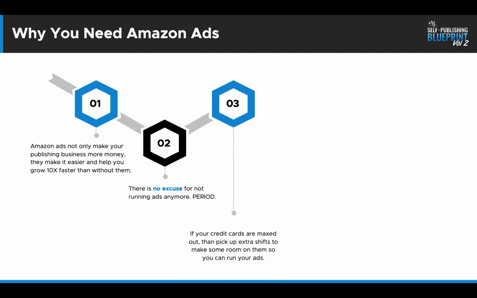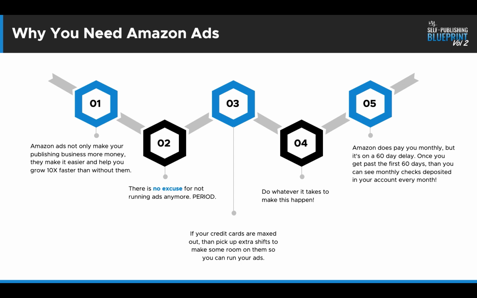If your credit cards are maxed out, for example, right, because we have to pay for our ads with our credit card, then pick up extra shifts to make some room for them so you can run ads. This is the next most important step in the publishing process. Do whatever it takes to make this happen.